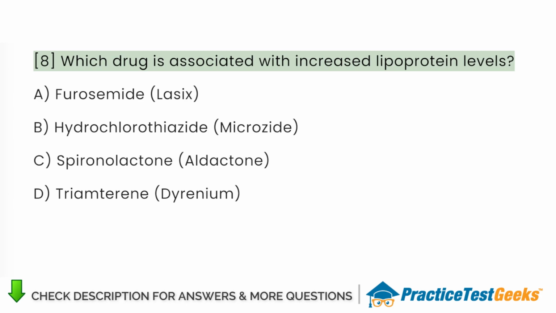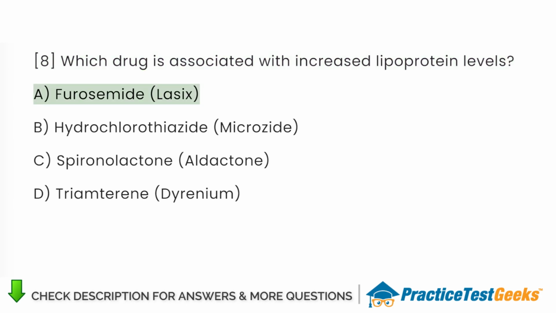Which drug is associated with increased lipoprotein levels? A. Furosemide. B. Hydrochlorothiazide. C. Spironolactone. D. Triamterene.